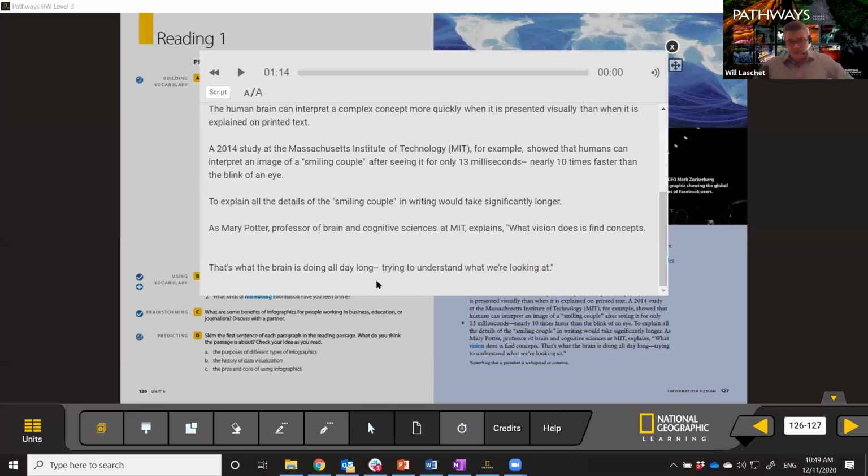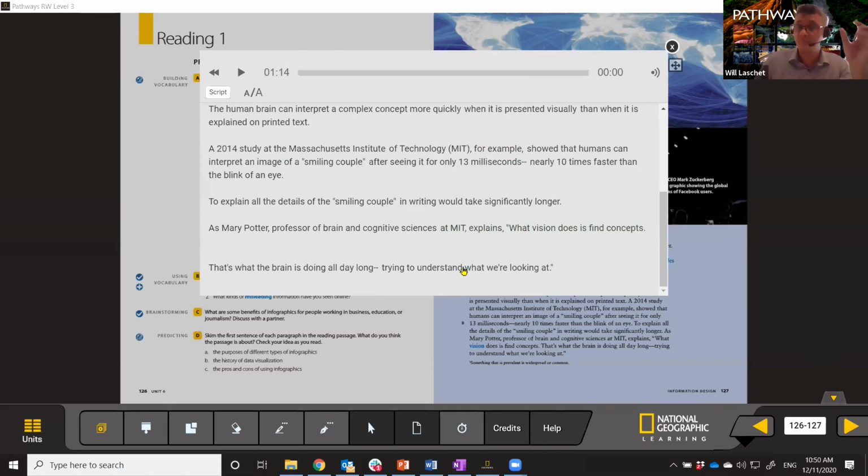There we go. So this introduction, the first part of the reading, is showing us that we can understand an image very, very quickly, 13 milliseconds. But if we were going to write down that information and read it, it would take much longer. So what we can learn from that is that the brain is hot wired to understand visuals. That's what it does all day.